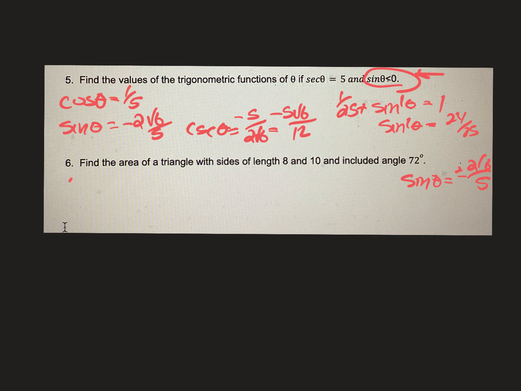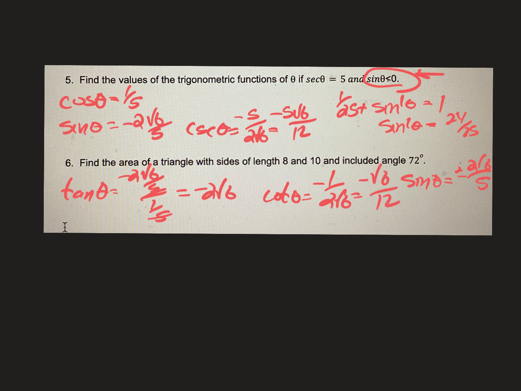There's that. Tangent, don't forget tangent. Tangent is sine over cosine. So I would get, here's sine, there's cosine. The 5s would cancel, just leaves me with negative 2 on the square root of 6, which means my cotangent will be negative 1 over 2√6. Let's fix that one. You get negative square root of 6 over 12. That's a lot of stuff, but there's all of number 5.